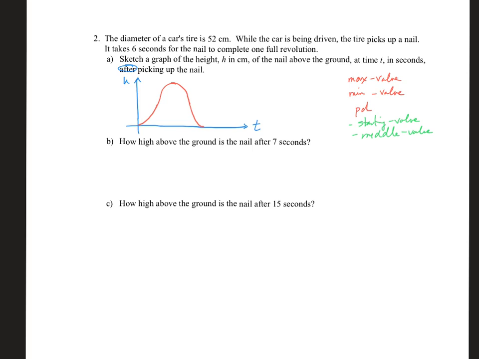So, what I want everybody to do is pause the video now, and try to label those 3 properties on your graph. Go to it. Okay, we're back. So the first thing we should notice is the tire's diameter of the car is 52. So we start then at a minimum of 0 because the nail's on the ground. That's how it gets picked up. And then we get to a maximum of 52.